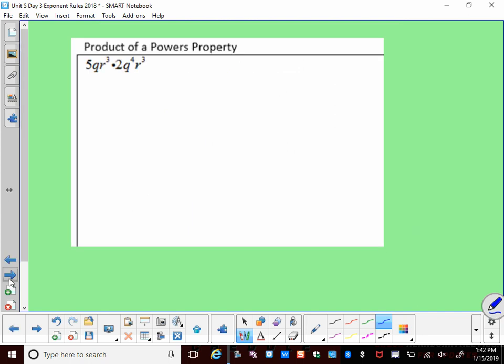All right, let's turn to your packets. You have product of a power's property. Okay? So what I'm going to do is I'm going to break this down step by step. I have 2 big numbers there, 5 and 2, right? I'm going to just multiply those together because that's what my sign tells me to do. I'm multiplying. What's 5 times 2? 10.